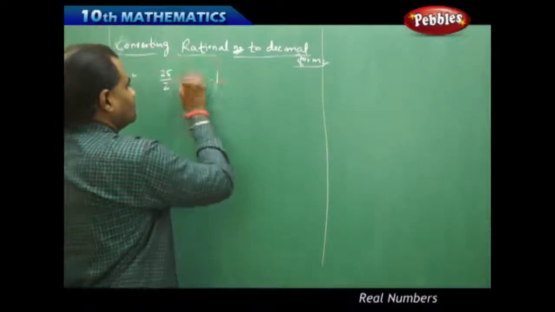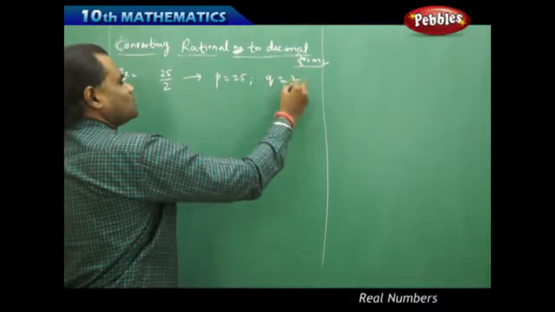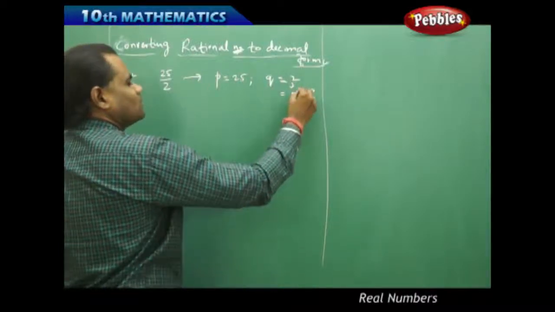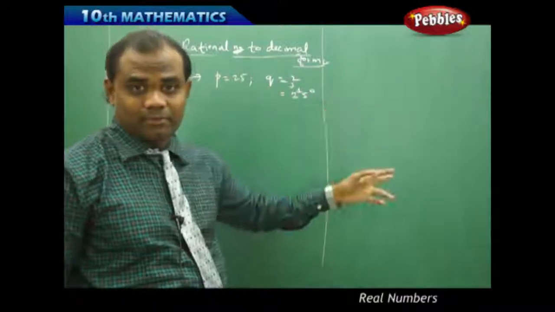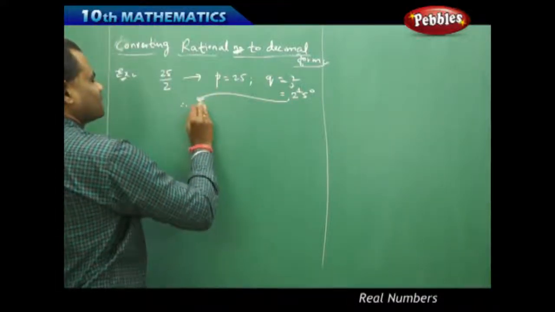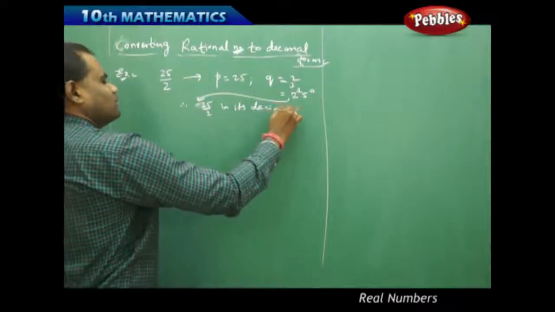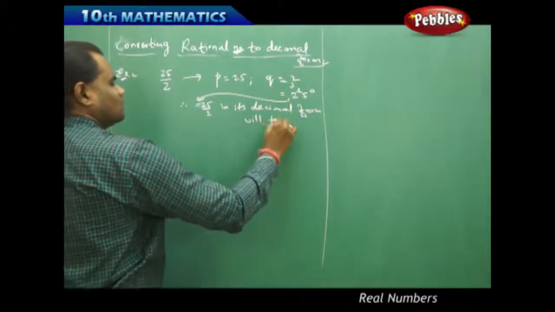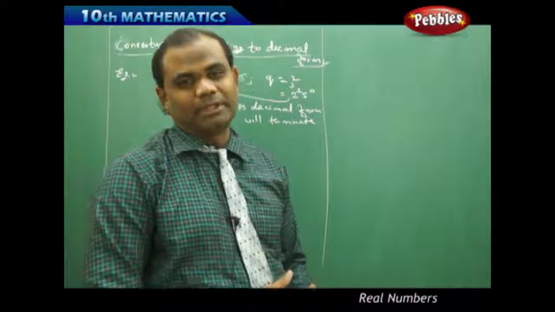Now here p is 25 and q is 2. Now q is 2, which can be clearly expressed as 2 power 1 into 5 power 0. Therefore, this is expressed in the form of 2 power n into 5 power m. So because of this, 25 by 2 in its decimal form will terminate. It is not a repeating decimal, but it will terminate.